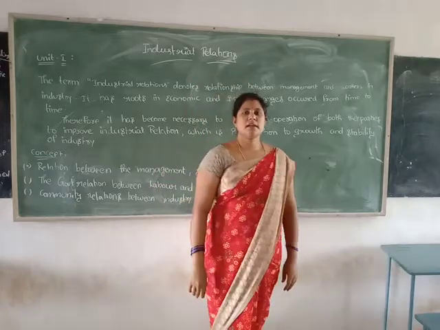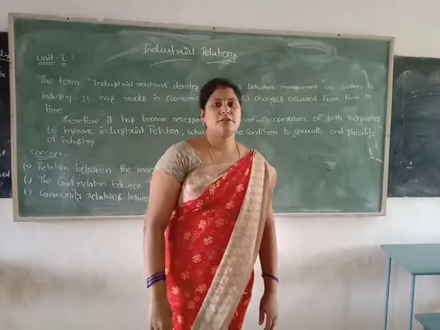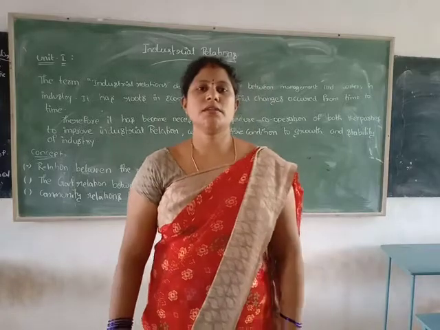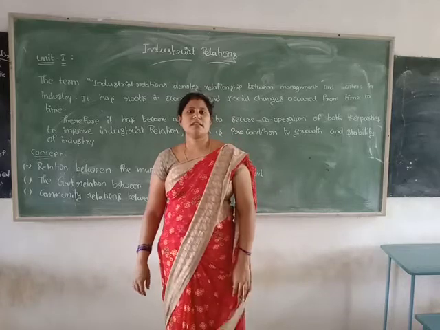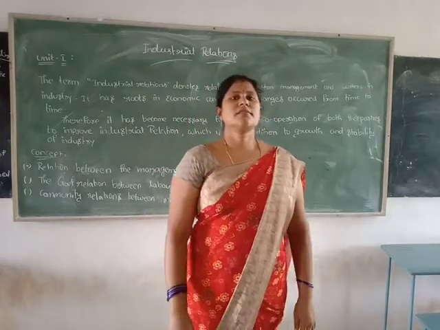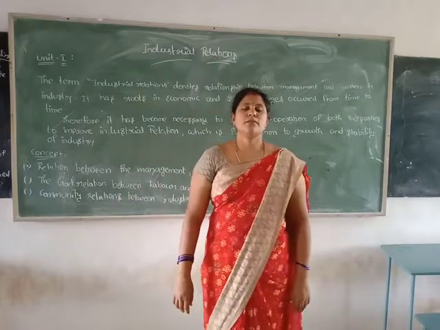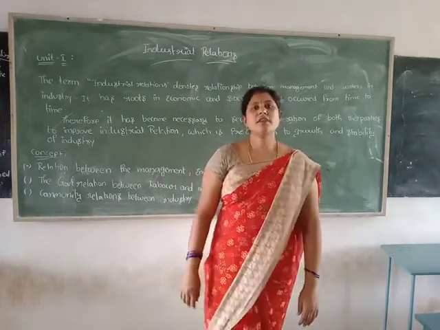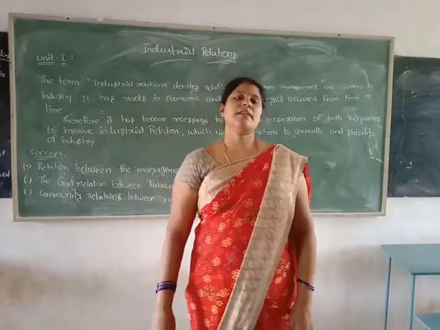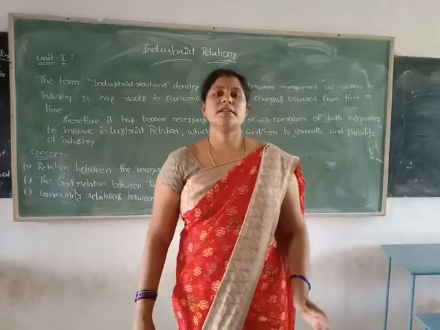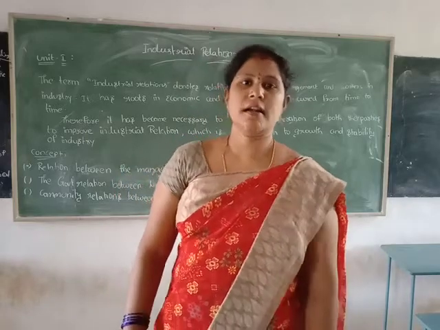In industrial relations we have 5 units. Let us see the first unit. In the first unit we are going to see the introduction of industrial relations. Next we are seeing the scope and the significance of industrial relations. After that, we will see the causes and consequences of industrial disputes. Next, we are going to see the trends, that means the recent trends which support industrial relations.